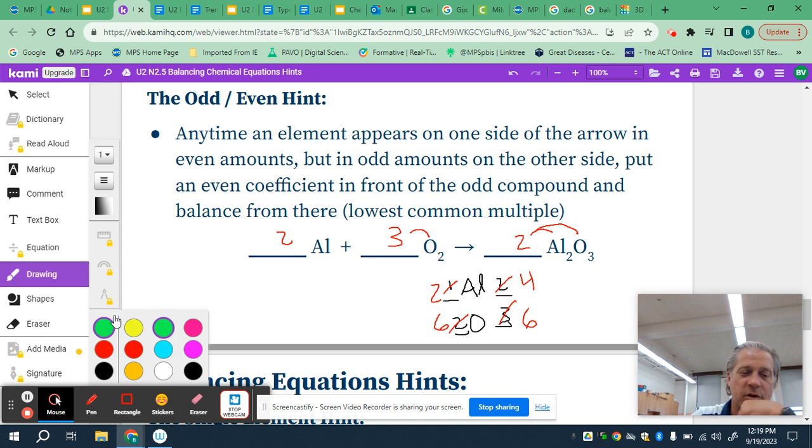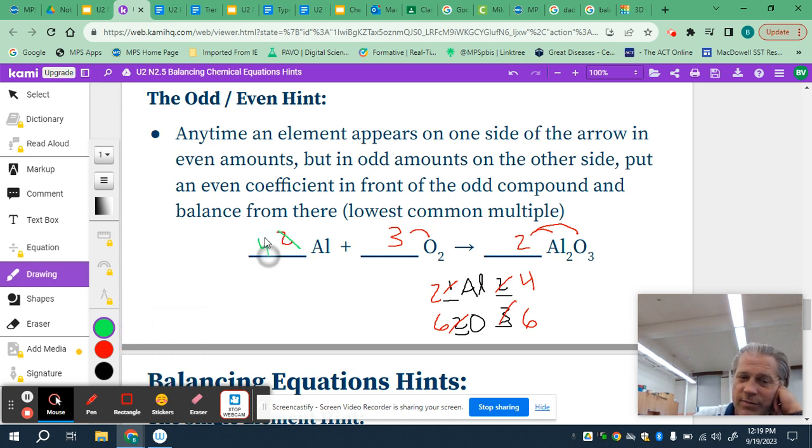And then lastly, I have to go back and check to see if my aluminums are balanced. They're not, so I'm going to put a coefficient of 4 here, which now balances them, and everybody's happy.